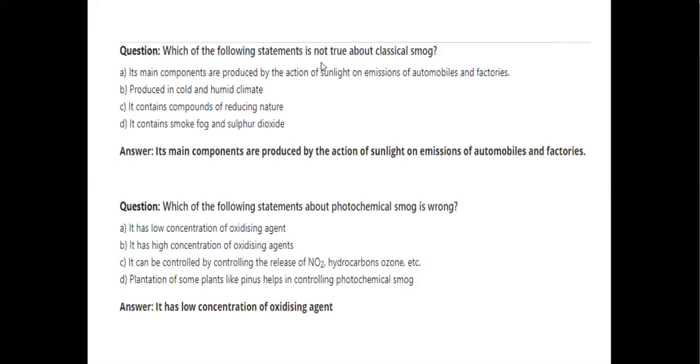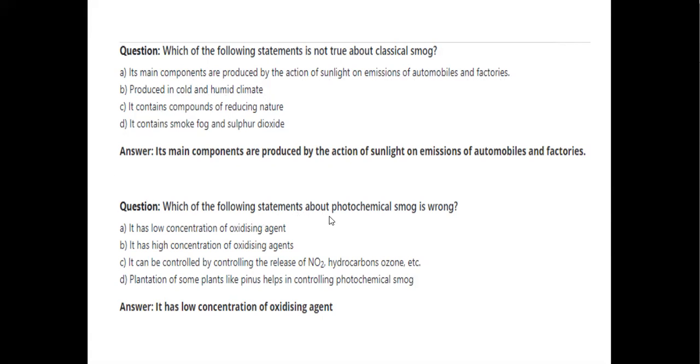Which of the following statement is not true about classical smoke? Its main components are produced by the action of sunlight or emission of automobiles and factories, produced in cold and humid climate, or it contains compounds of reducing nature, or it contains smoke, fog, and sulfur dioxide. Here you can see its main components are produced by the action of sunlight or emission of automobiles and factories is the right answer. So option A is the right answer.